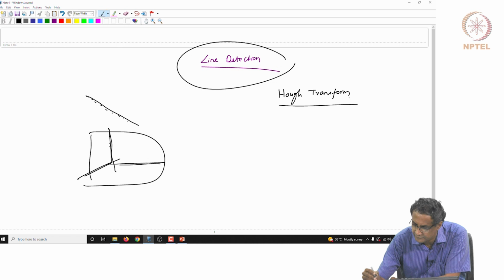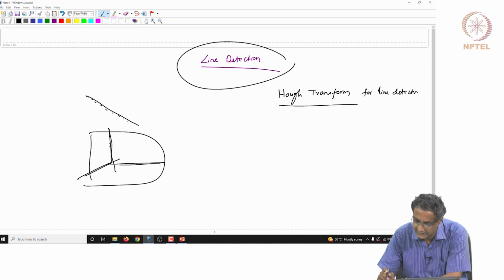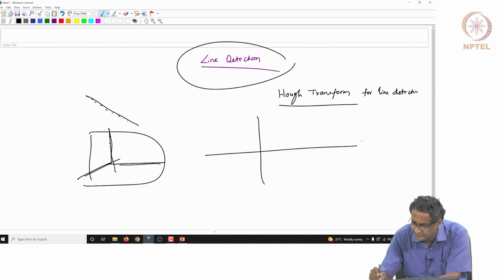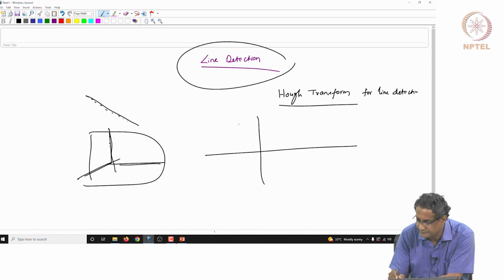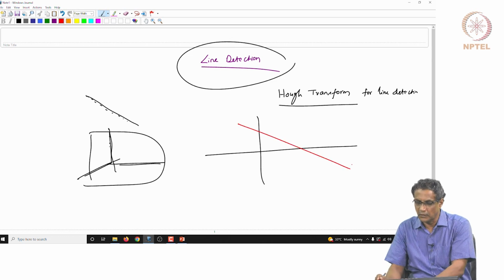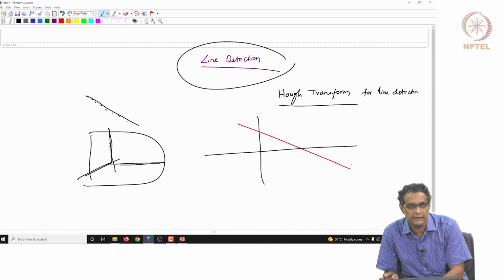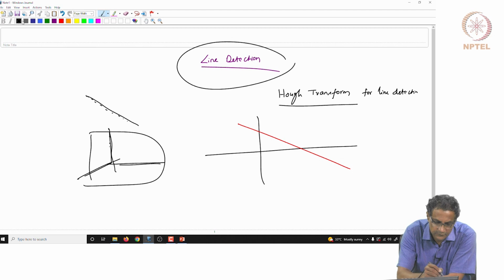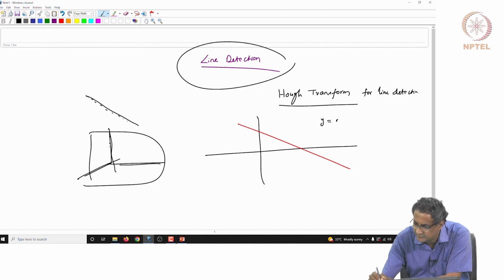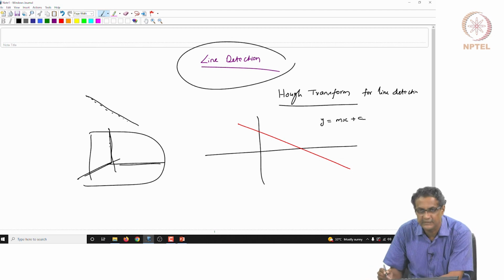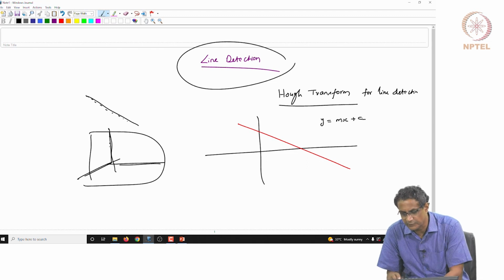The Hough transform for line detection. So we are looking at line detection. It starts with a simple idea: for example, I have a line here. One of the things this Hough transform needs is a parametric equation for whatever object you are actually looking for. So suppose I have the slope-intercept form. What is that? y is equal to mx plus c. This is the slope-intercept form.